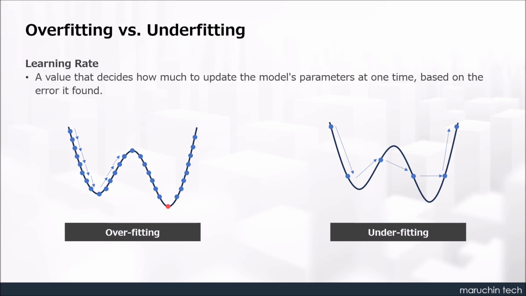Since decision trees are prone to overfitting, we often use a technique called ensemble learning, which combines multiple decision trees to improve performance.